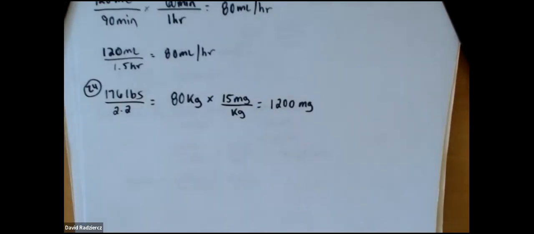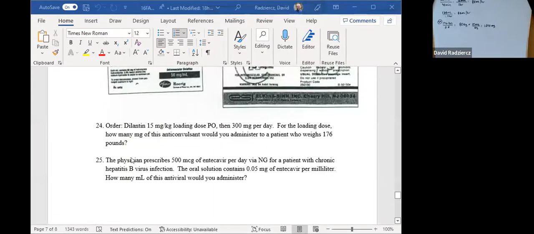Now for question 25, there's a little bit of a workup for that. Question 25 says the physician prescribes 500 micrograms of entecavir per day via NG for a patient with chronic hepatitis B virus infection. The oral solution contains 0.05 milligrams per milliliter. So there's your concentration. And then it says, how many milliliters of the antiviral will you administer?